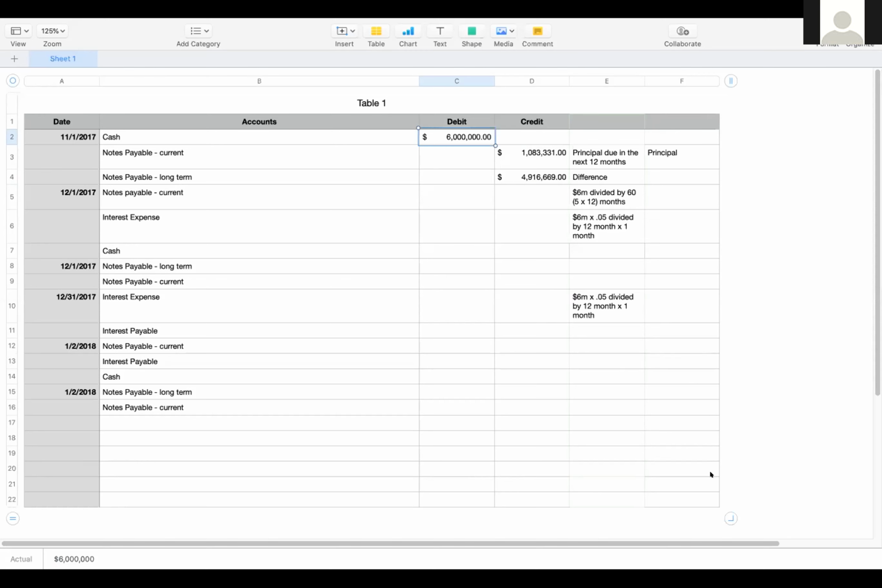Is our principal due in the next 12 months different? Why in the world is the current different than it was before? Because remember the current portion, and this is what you guys should write down. What goes in the current portion is the amount of principal that's going to be paid over the next 12 months.